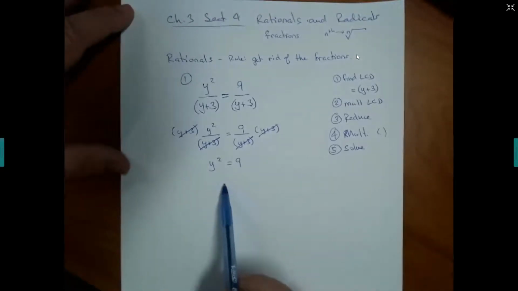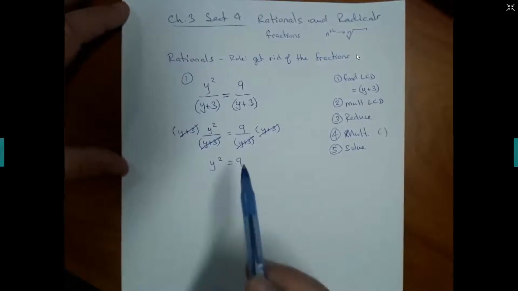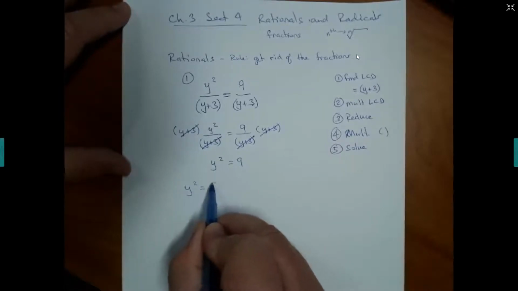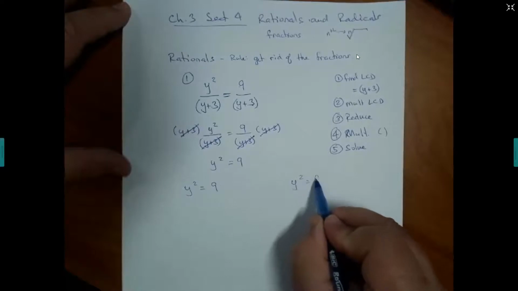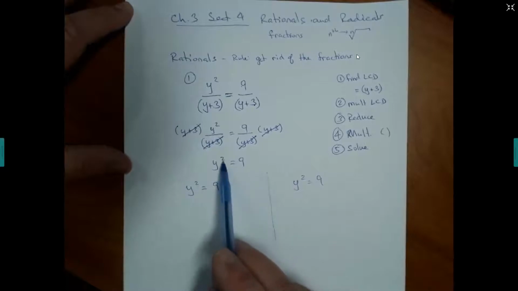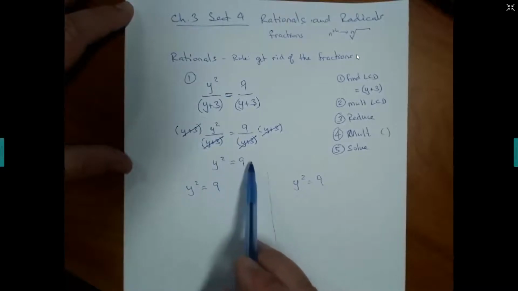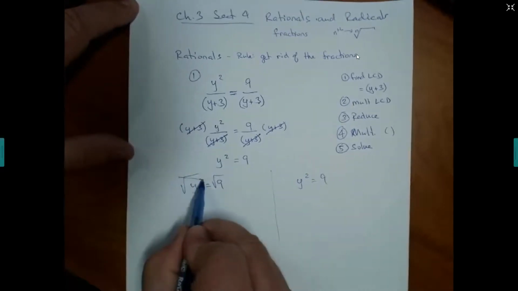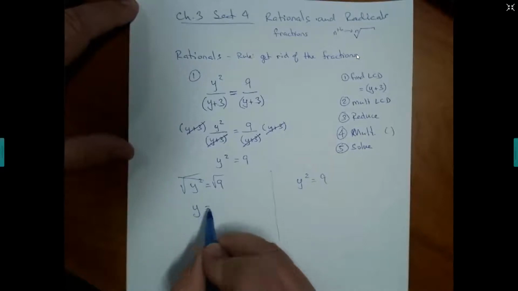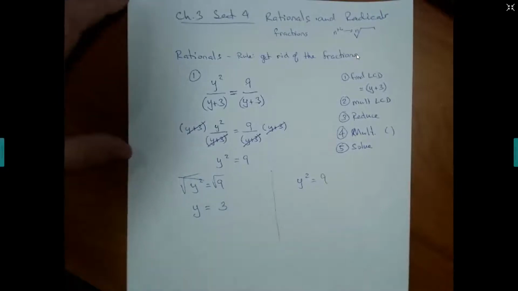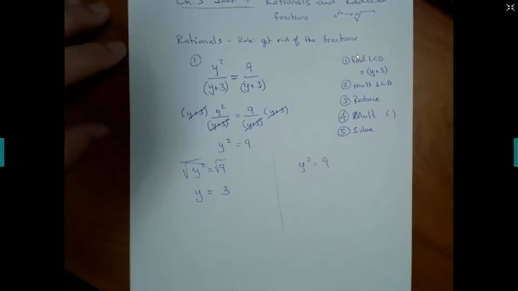There's two ways we could solve this one. One way is the square root method. Since we only have two terms and one of them is squared and one of them is a constant, we can square root both sides. The square and the square root cancel. Square root of 9 is 3. So is that the answer? No. It's half the answer.